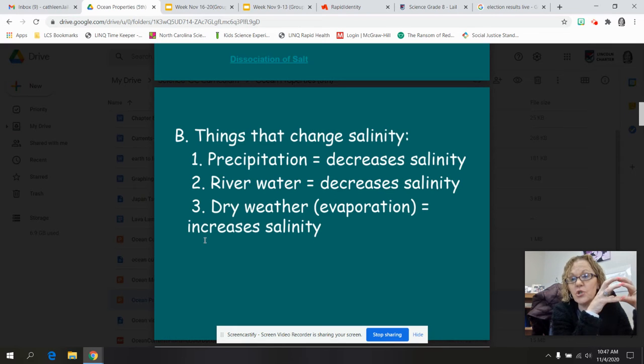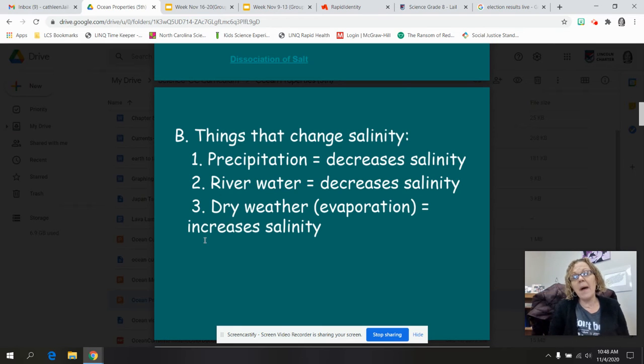Now, in the ocean, if there is a large amount of rainfall, it can, you could say, water down that salinity level. So the amount of salt will seem to decrease. That level will decrease below that average 3.5%.